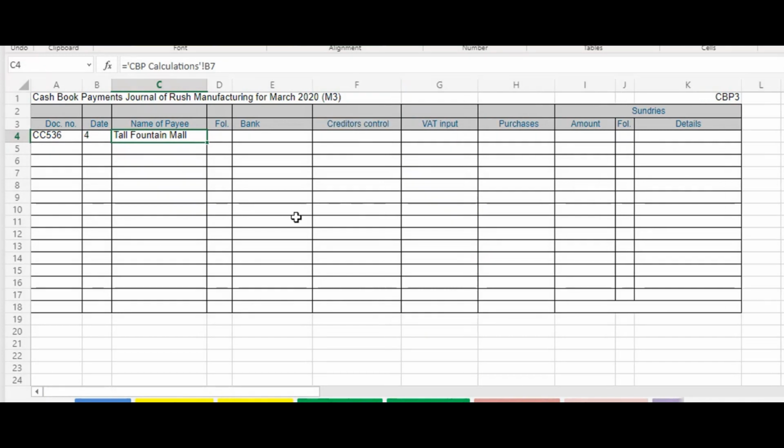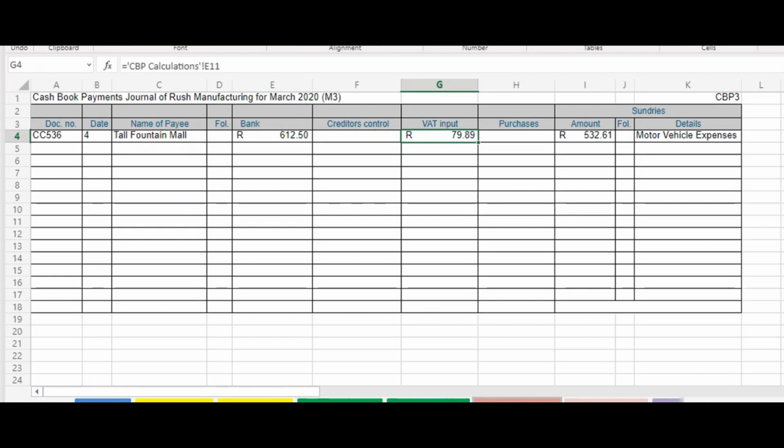Sorry, my creditors control did the same thing. So the full amount goes through the bank account. The account that we are looking at is not creditors control or purchases, so we must identify the account under detail as motor vehicle expenses. We calculate the amount by dividing with 1.15, and we record the VAT input.